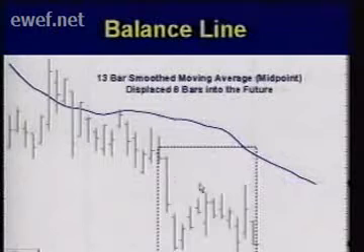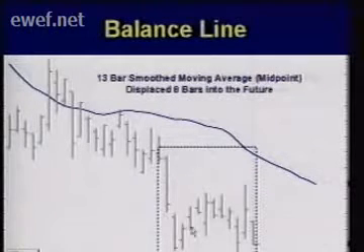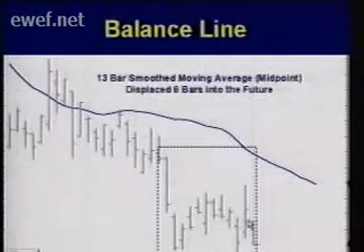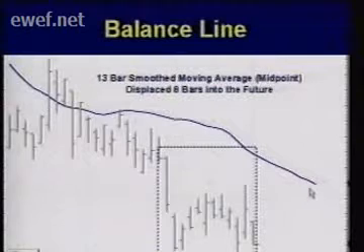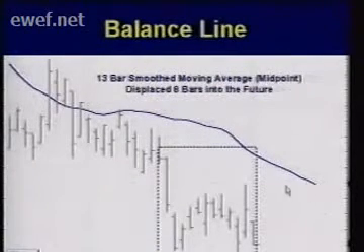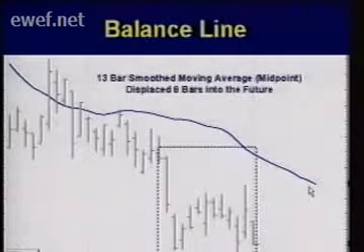So looking at it on the chart, if you see this square here, inside this square there are 13 bars. And if you were to take the midpoint of each one of those 13 bars, average it out, what you would get would be this point right here, where the cursor is. And that cursor is offset 8 bars into the future.